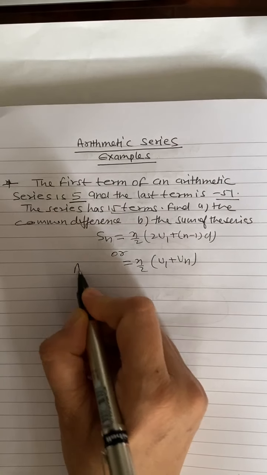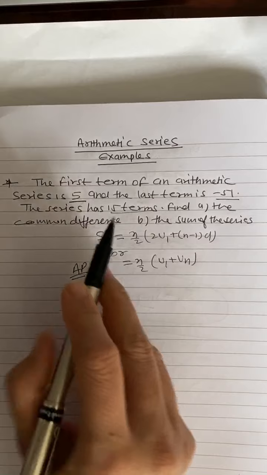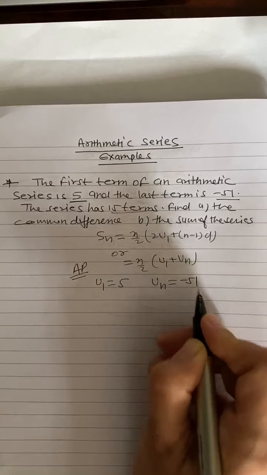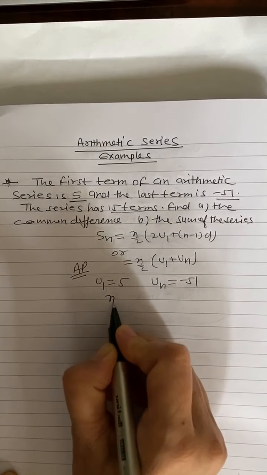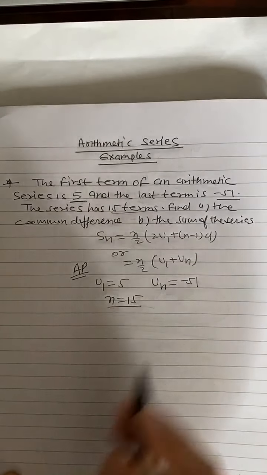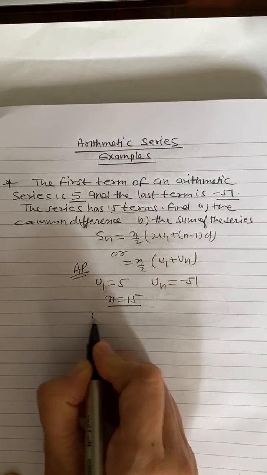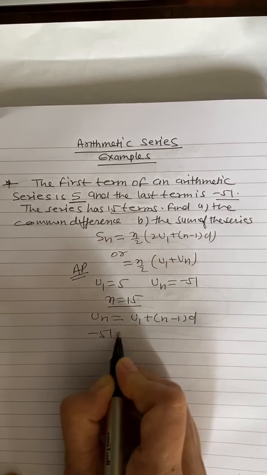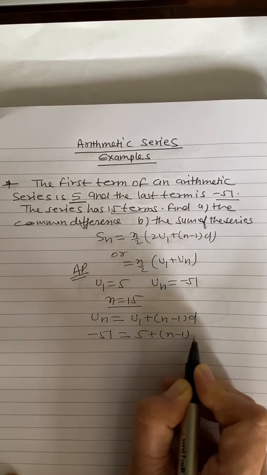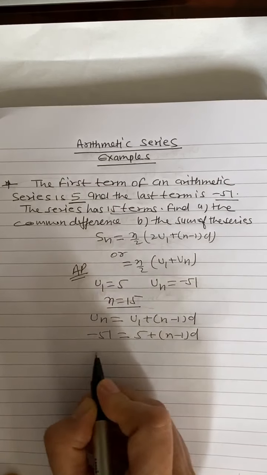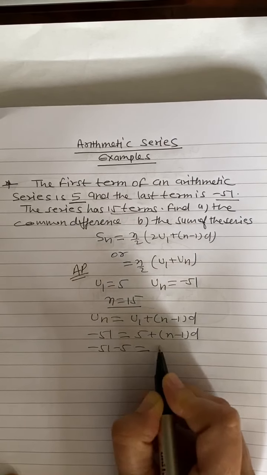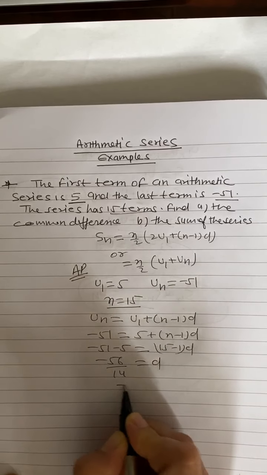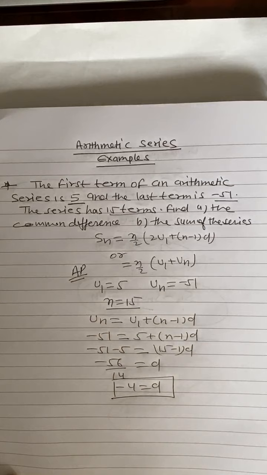So it's an arithmetic series, AP. The first term, which means u1, is 5, and the last term, let's say un, is equal to negative 51. The series has 15 terms, which means n is 15, and you have to find the common difference. We know un is u1 plus (n minus 1) into d. So negative 51 is equal to 5 plus (n minus 1) into d, and n is 15. Substituting, 15 minus 1 into d, so negative 56 divided by 14 is equal to d, so negative 4 is your d. So the common difference is negative 4.